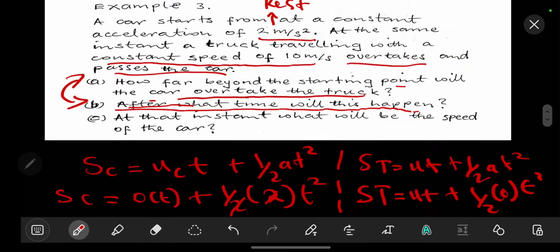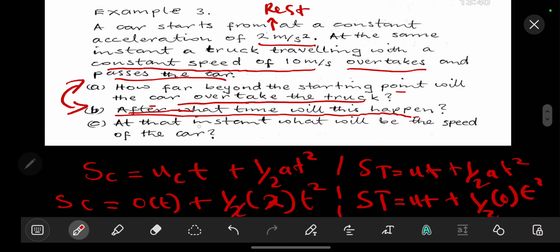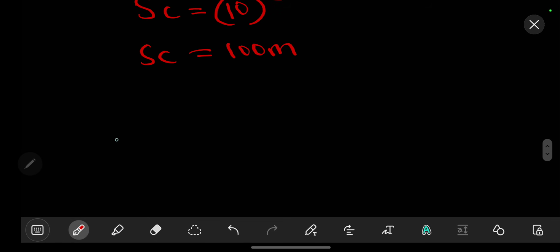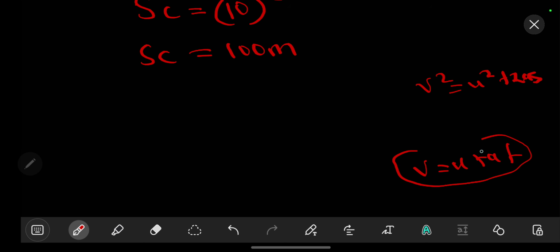Then when we look at our last part of the problem, it says, at that instant, what will be the speed of the car? So to find the speed of the car, we know that v squared should be equal to u squared plus 2as. So we can use this formula if we want, or we can use a simple one, v is equal to u plus at, because we know everything. We have our s, we have our a, we can use this formula, but for the sake of simplicity, let's use v equal to u plus at.